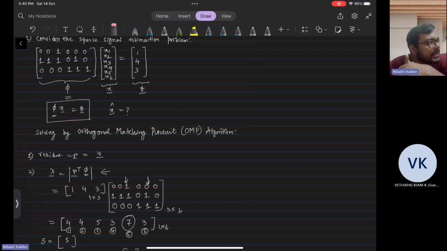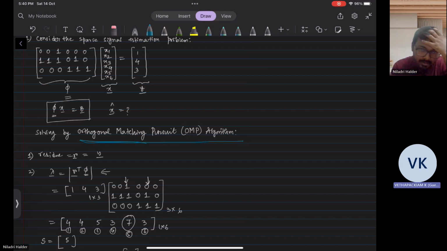One way is the orthogonal matching pursuit algorithm, which the professor has mentioned in the class. OMP, there are other ways also, the basis pursuit algorithm and many other ways. But orthogonal matching pursuit has very low complexity, and it's very easy to compute. So we will find the sparse signal using the orthogonal matching pursuit algorithm.